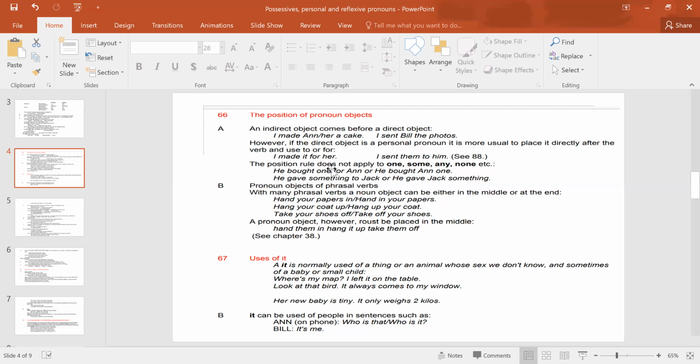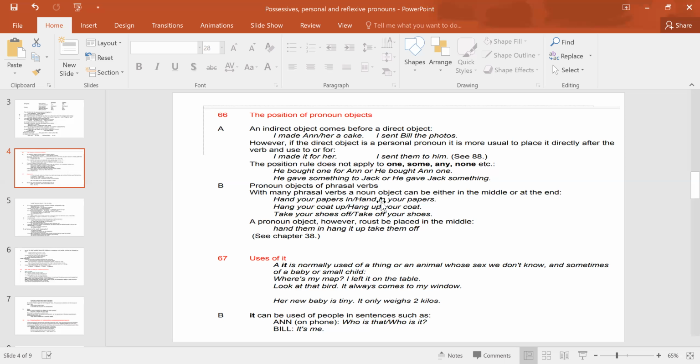The position rule does not apply to one, some, any, none, etc. So this position rule does not apply to these words. For example, he bought one for Anne, and he bought Anne one. You can use it both ways. He gave something to Jack, or he gave Jack something. You can use it both ways. Pronoun objects and phrasal verbs.